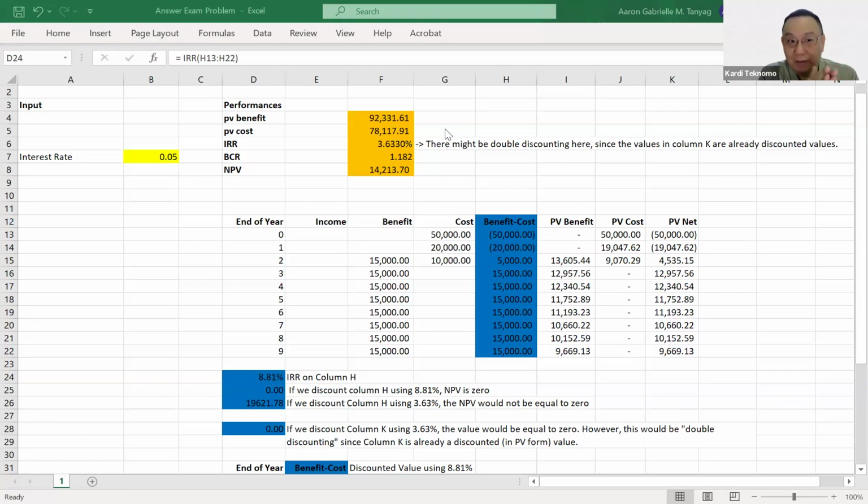So basically the lesson here was also enlightenment for me: the IRR should be computed based on undiscounted benefit minus cost rather than after discounting. Okay, thank you.